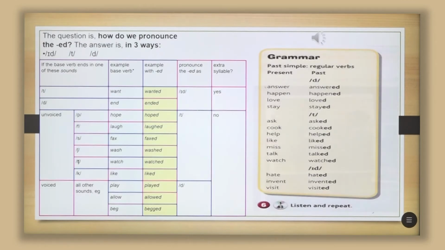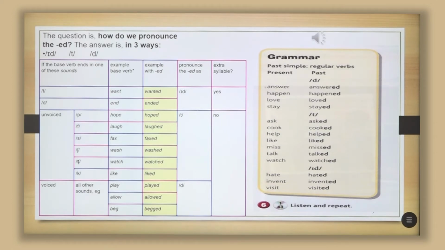The question is, how do we pronounce the ed at the end of the regular verbs? The answer is in three ways. We can pronounce it id, t, and d. So look at the table that gives you the idea how we pronounce it and in which cases we pronounce it id, t, and d. So read the table and understand in which cases these three pronunciations are used.